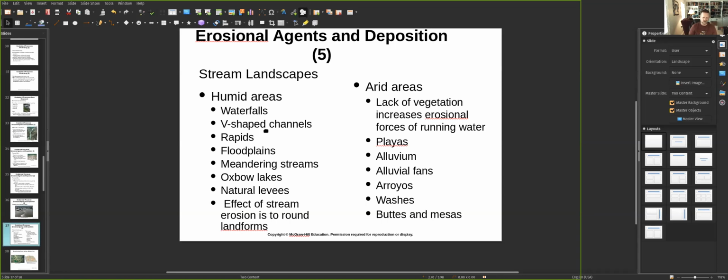Because of the deposition, you get a lot of natural levees. So we see this in the Tennessee system, the Ohio River system, the Missouri, and especially everything that's pretty much attached to the entire Mississippi drainage basin.